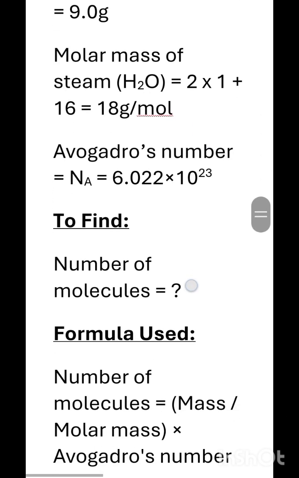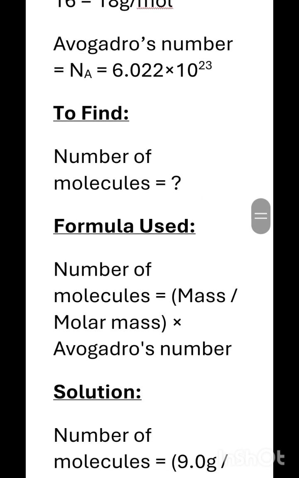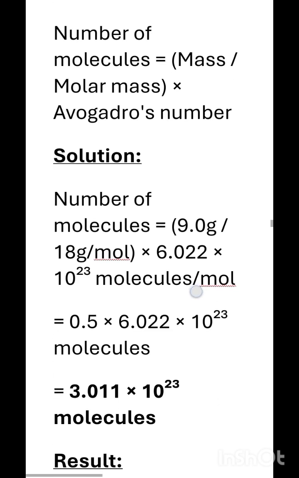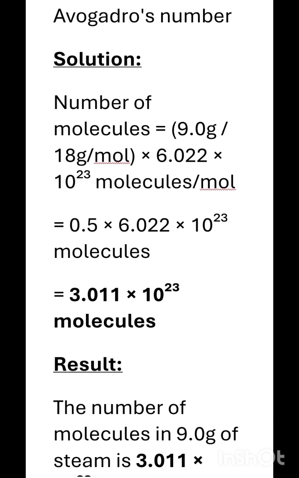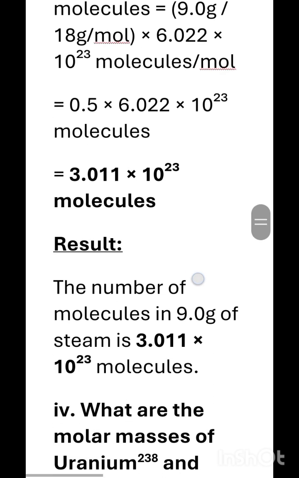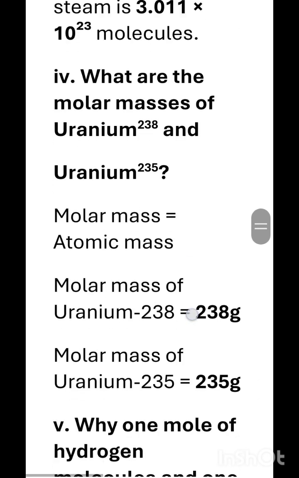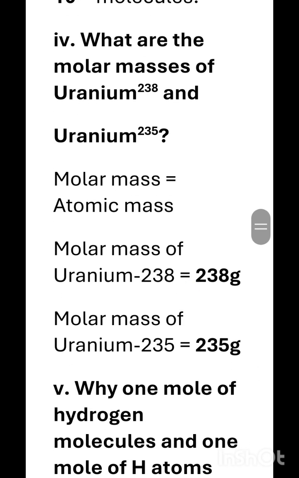Avogadro's number value is always constant, that is 6.022 into 10 raised to power 23. Now we have to find the number of molecules. The formula which is going to be used is the number of molecules equal to mass by molar mass, which is mole, and you have to multiply it with Avogadro's number. Now for the solution, just put in the values of mass in gram, which is 9 divided by 18, which is the molar mass, multiplied with Avogadro's value. Then you will get the final answer as 3.011 into 10 raised to power 23. So the result is the number of molecules in 9 gram of steam is 3.011 into 10 raised to power 23 molecules.